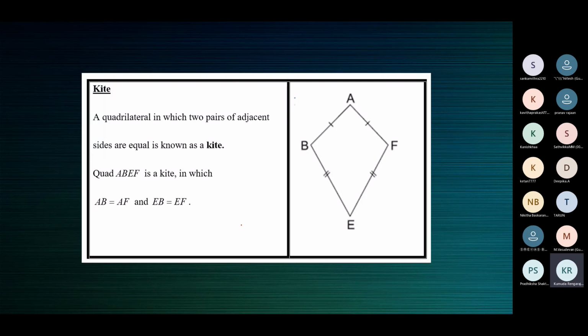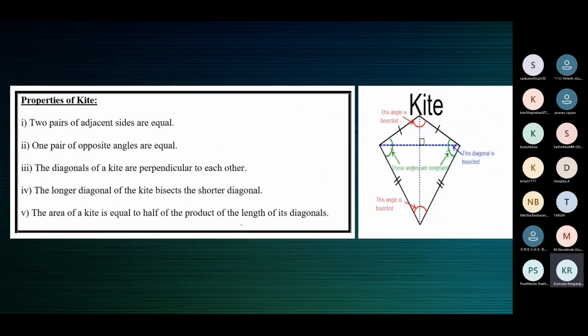So now ABEF is a kite because two pairs of adjacent sides are equal. Is that fine, children? That's all. This is the definition of a kite. So in a quadrilateral, if you find two pairs of adjacent sides equal, you can call it a kite. It is a quadrilateral, it's a kite, a special name. See the properties of a kite?